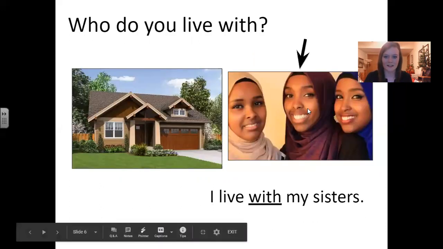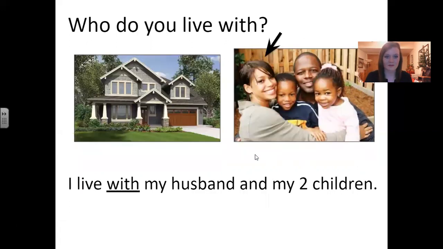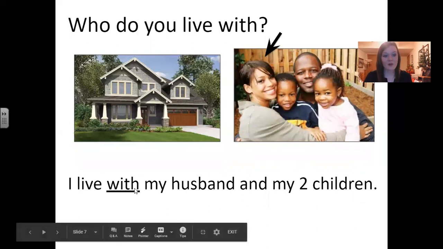This woman here, who do you live with? I live with my sisters. With means together in the same house. So she lives with her 2 sisters. This woman here, who do you live with? I live with my husband and my 2 children. So here is her husband and 2 children.